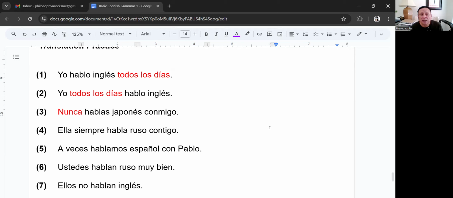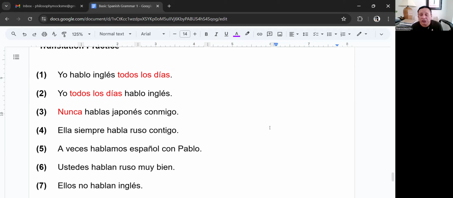Yo hablo inglés. Now, here's the trickier part. Todos los días. Do you remember todos los días? Do you remember todos meant all? Do you remember los días meant the days? So the meaning is, you figure it out? Okay, I speak English every day. Yo hablo inglés todos los días.